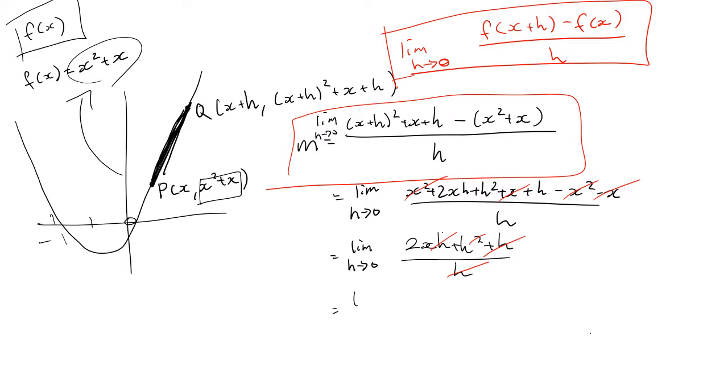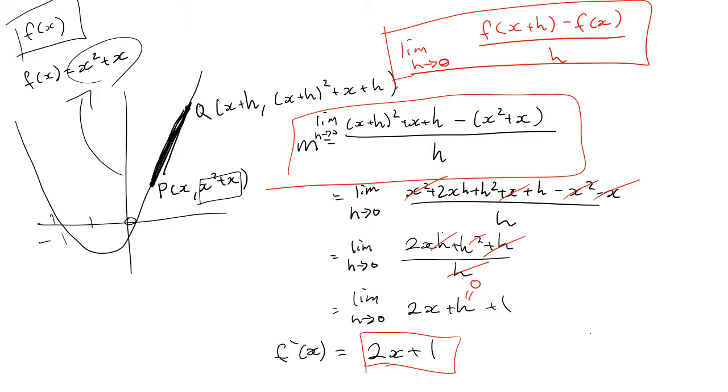And we get 2x plus h plus 1. So since h is approaching 0, we substitute h equals 0, and so we get 2x plus 1. And that is the derivative of the function x squared plus x. And we usually denote the derivative as f dash x.